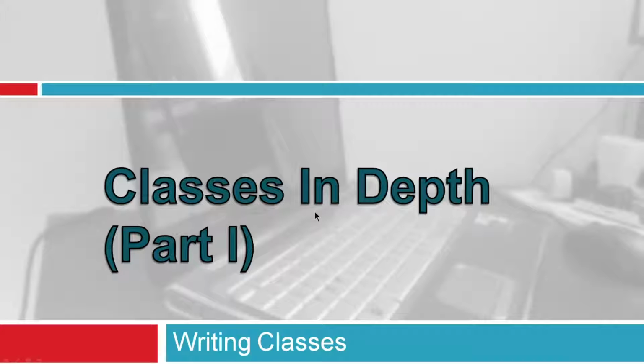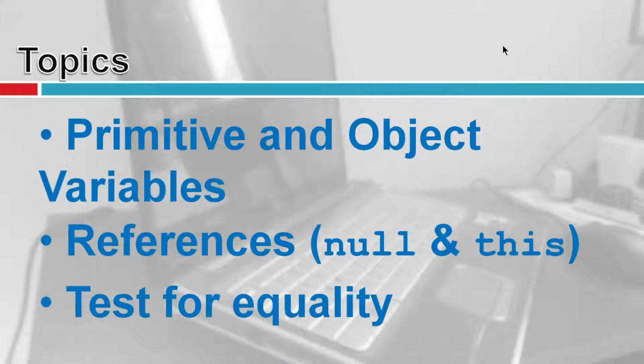Today we're going to talk about classes in depth. We're going to get to that next level. For the first part of advanced classes, we'll be talking about primitives and object variables, references, the null reference, and testing for equality.